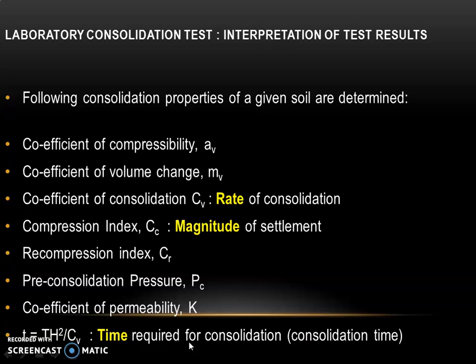And time required for consolidation, which is also referred to as consolidation time, and it can be found using the equation t = TH² / cv, where t is the time, H is the thickness of the sample, and cv is the coefficient of consolidation.